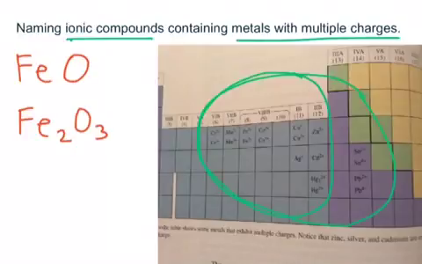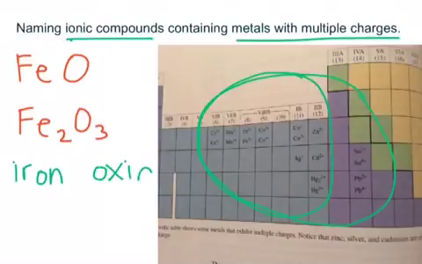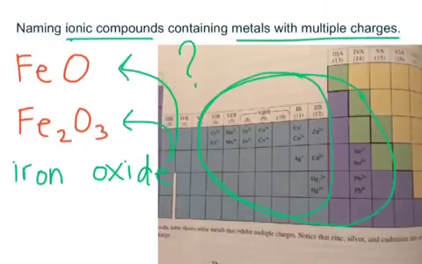There are two possible compounds that iron can make with oxygen, and based on what we know so far, we would name this iron because I see the cation is iron, and I would name it oxide because I see the anion is oxygen. Well, iron oxide could describe this. It could describe this. I don't know which one, and so therefore I need some unambiguous way to name these. So we're going to look at how we do that.